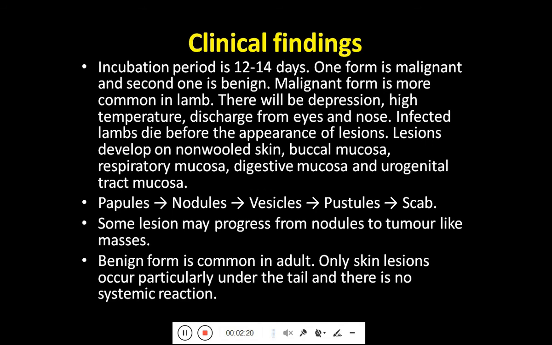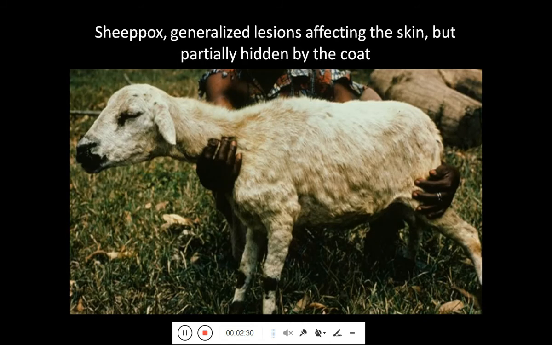The benign form is common in adult animals. Only skin lesions occur, particularly under the tail, and there is no systemic reaction. Here is a picture of an infected animal with sheep pox, a generalized lesion affecting the skin but partially hidden by the coat. Here you can see that the nodules are formed.